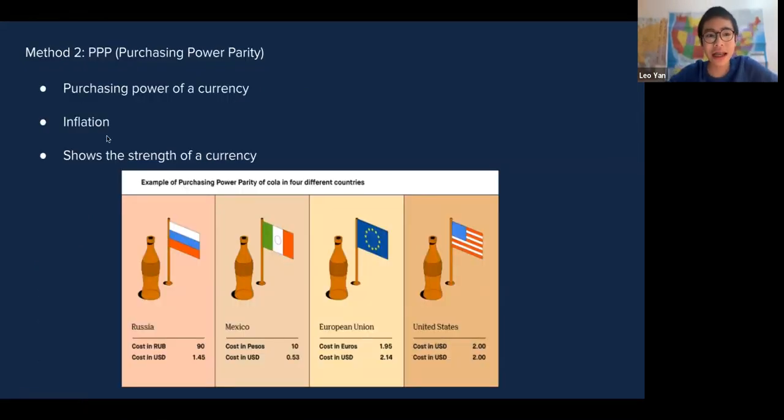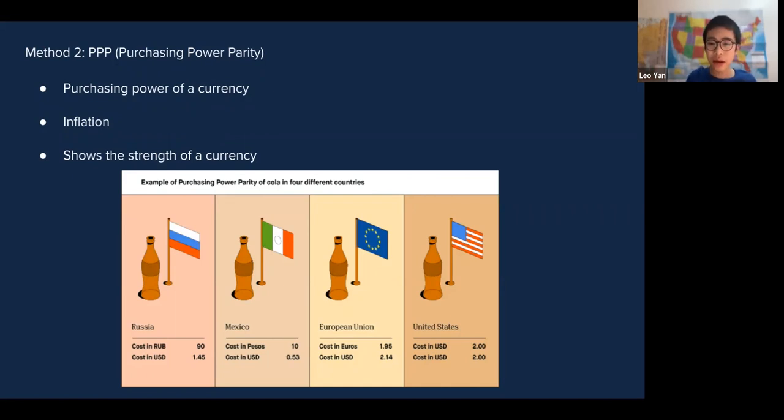And now the second method is the PPP, or the purchasing power parity. I know economists just like to abbreviate a lot. So what's the PPP? The PPP is basically the purchasing power of a currency. So it's how much a currency is able to buy. What does that mean? Well, there's something called the exchange rate, right? It's about how much of one currency you can use to get a certain amount of another currency.